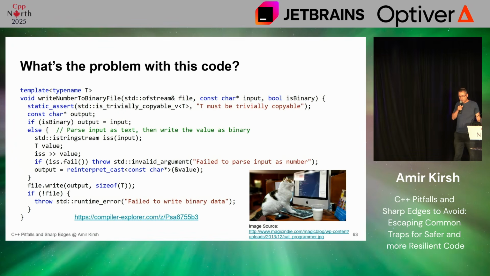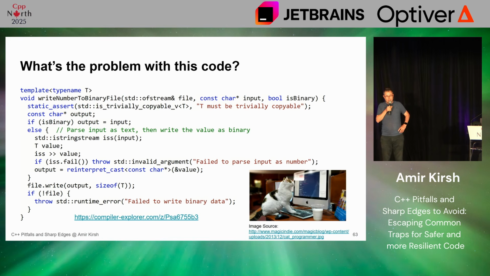What's the problem with this code? Okay, let's explain the code. It's quite long. Okay, we have a write number to binary file. We want to write a number to binary file. So we get a file, we get some input, which we will check in a moment. What is this input? And we get a Boolean is binary. The is binary is referring to the previous argument, the input.